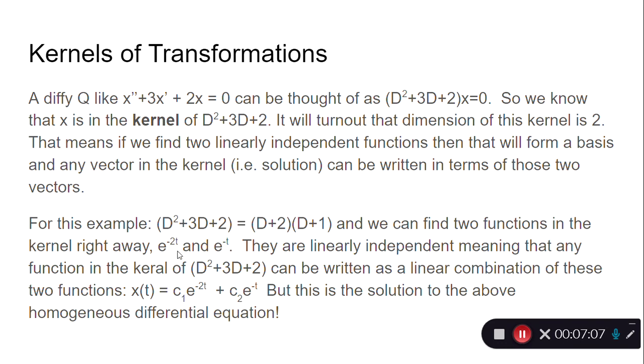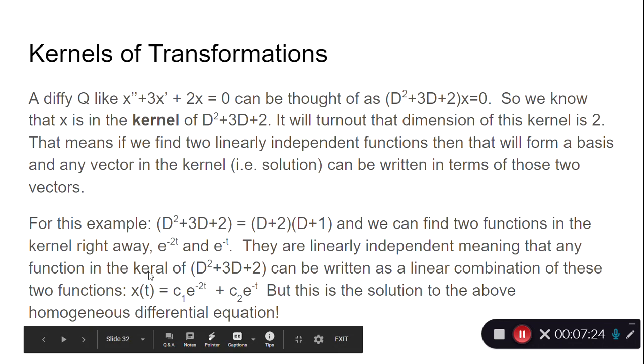Why? Because there's absolutely no way of writing e to the minus 2t as a number times e to the minus t. There's no linear combination that writes one as the other. They're not multiples of each other. So they're linearly independent, meaning that any function in the kernel of this operator can be written as a linear combination of those 2.